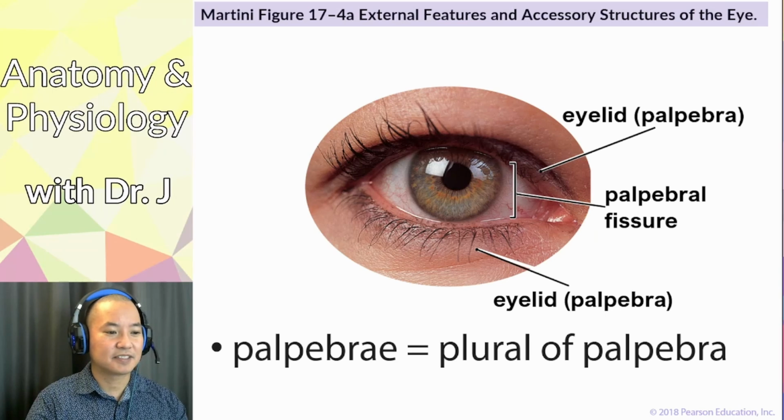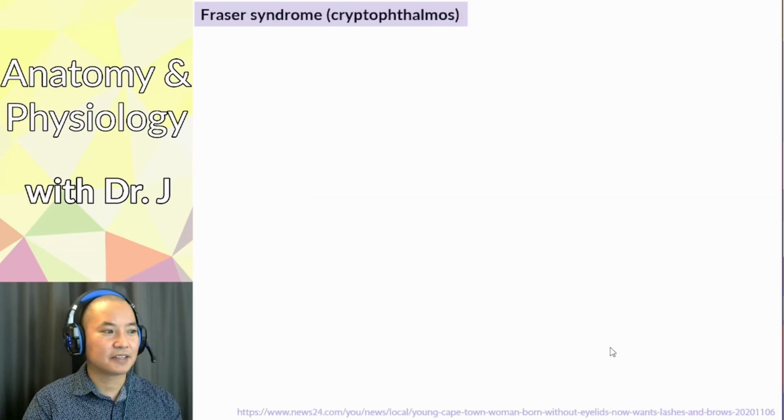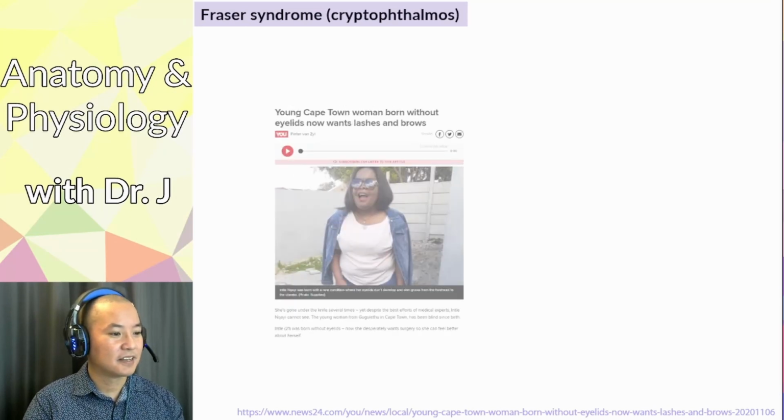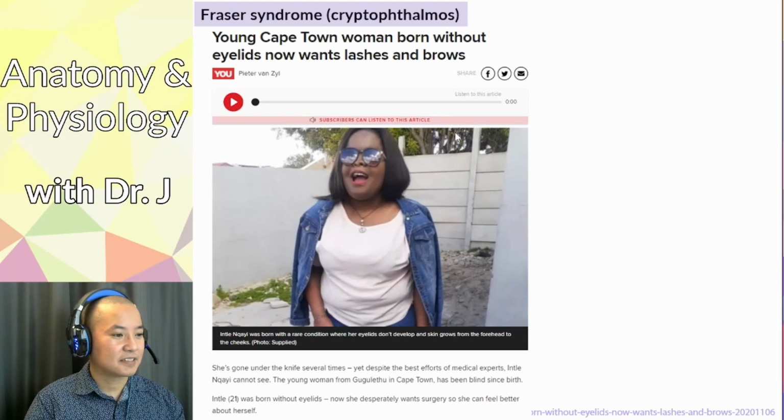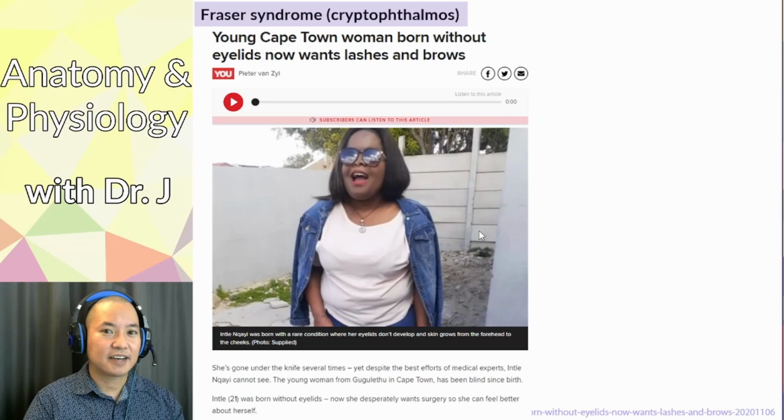And you might be like, so what is that? Basically, it's your eye slit. It's just basically the opening of your eyelids to reveal your eye underneath. Now, you might be like, isn't that pretty obvious? Well, sometimes things happen in nature and development. There's something called cryptophthalmos, and this is linked to a syndrome called Fraser syndrome. This is a woman in South Africa. I don't know if she actually got the surgery, but she was born without eyelids. And here's a picture when she was a baby.